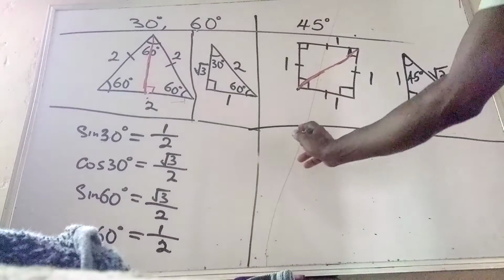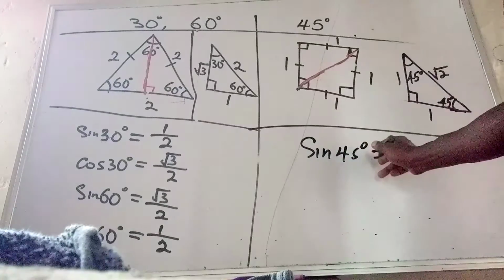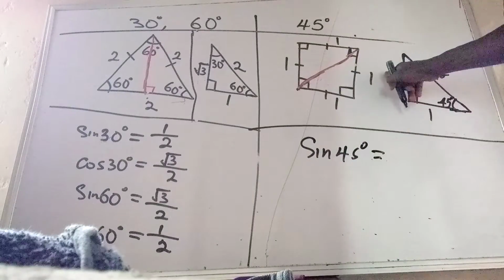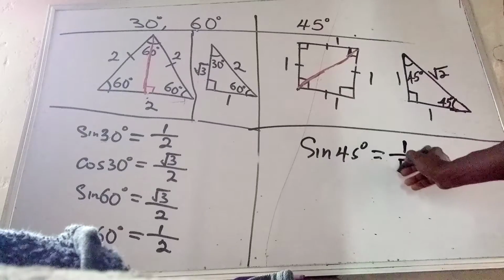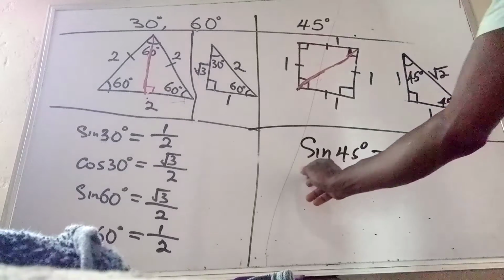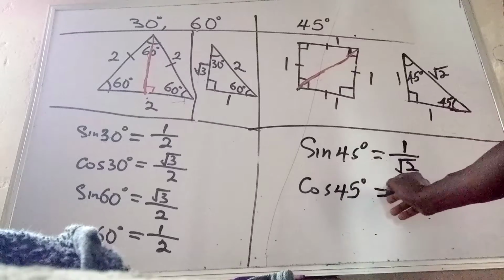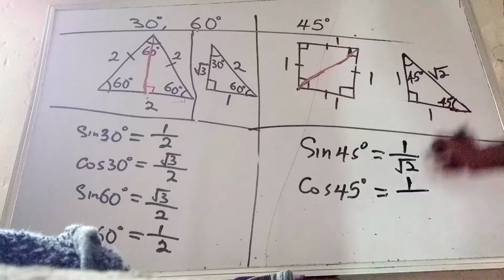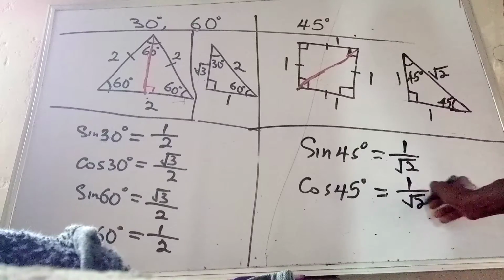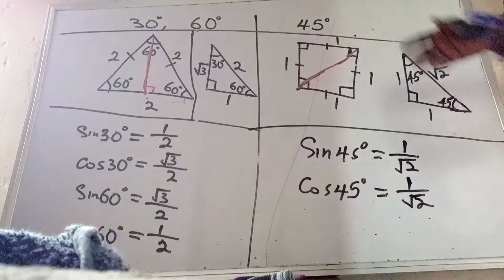Okay, according to SOHCAHTOA, sine 45 degree will be equals to opposite, which is 1 over hypotenuse, which is root 2. Cosine 45 degree also will be opposite, which is 1 over hypotenuse, which is root 2. That is why sine 45 and cosine 45 are the same.